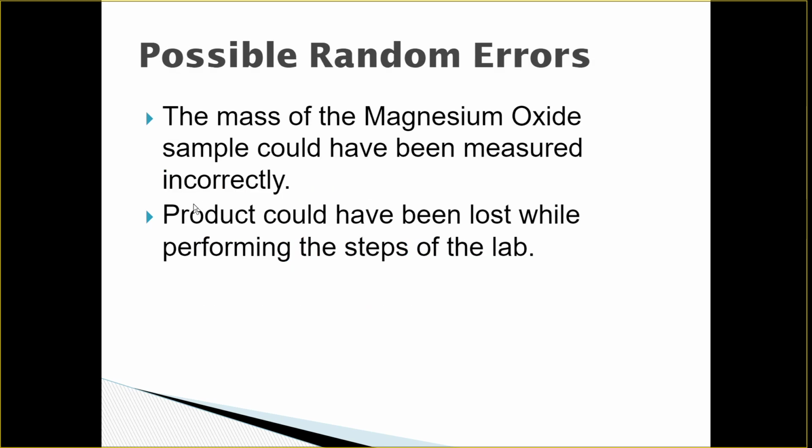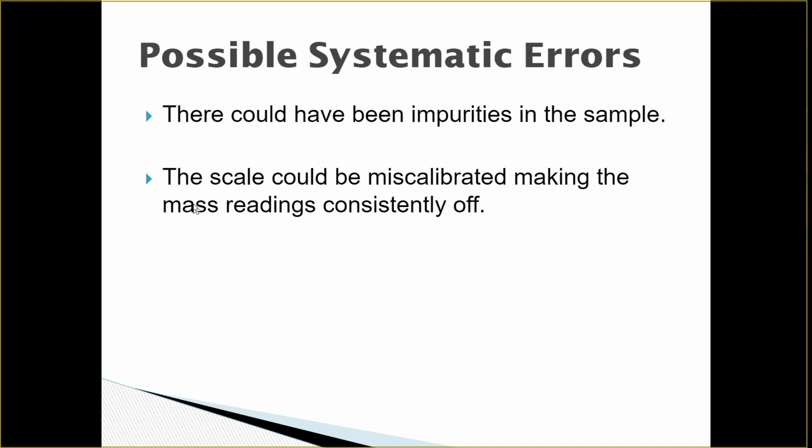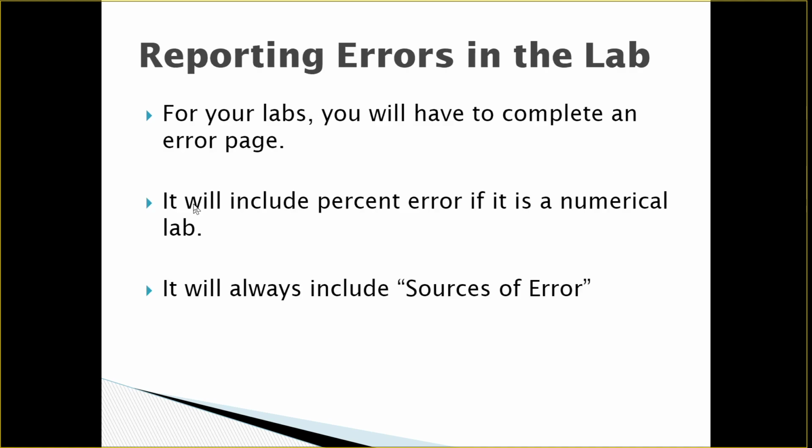And then we look to see what possible errors there could be. The mass of magnesium oxide could have been measured incorrectly. That's probably going to be your most common one, measurements incorrect. Or you could have lost some product, it could have fallen on the floor or something. That would have been another problem. If there were impurities in the sample, that would have caused it to go off. Or if the scale was miscalibrated, which unfortunately in our labs is probably going to be the case.